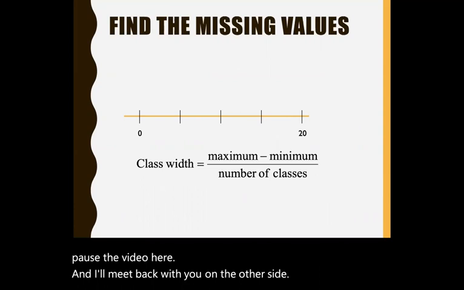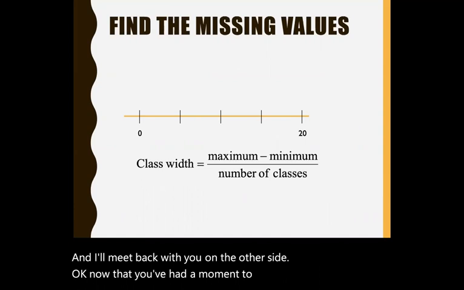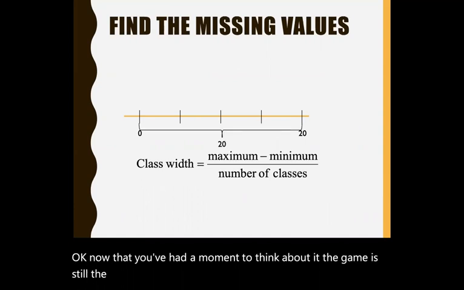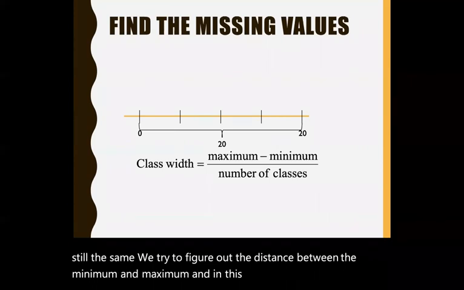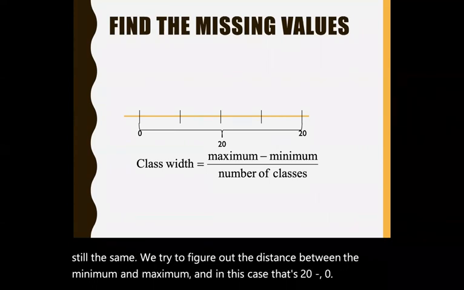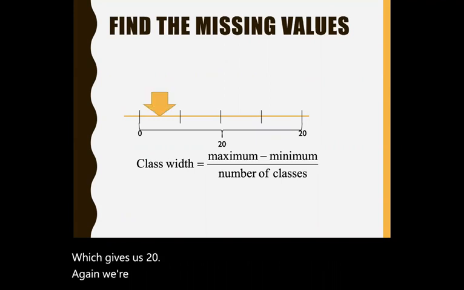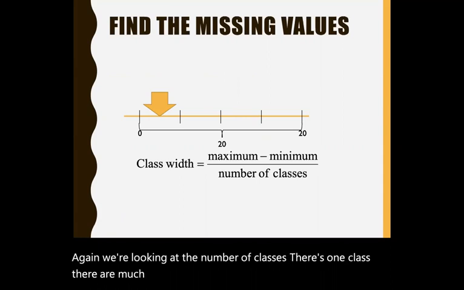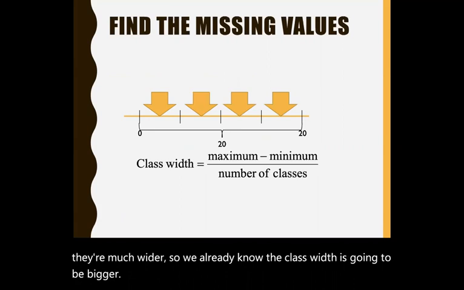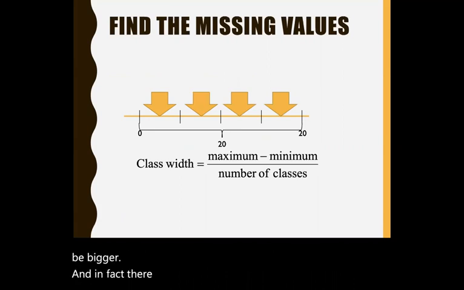Okay, now that you've had a moment to think about it, the game is still the same. We try to figure out the distance between the minimum and maximum, and in this case, that's 20 minus 0, which gives us 20. Again, we're looking at the number of classes. They're much wider, so we already know the class width is going to be bigger. And in fact, there are 4 classes that we have divided this one into.